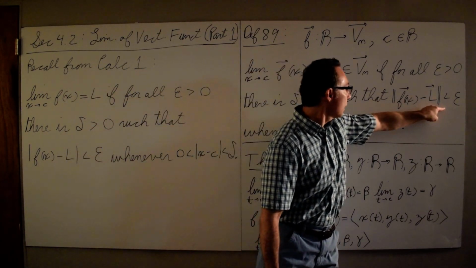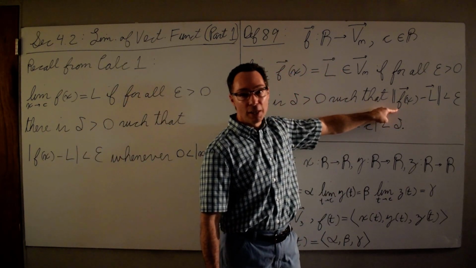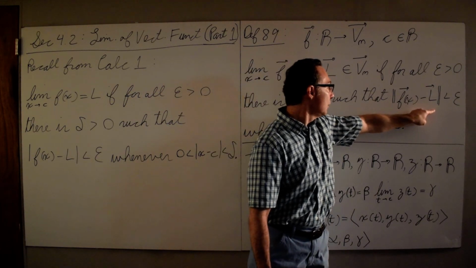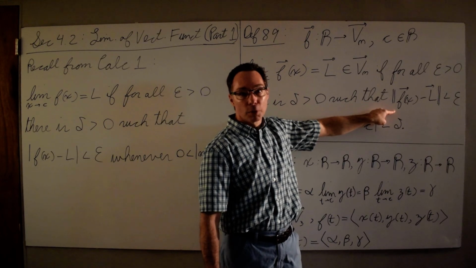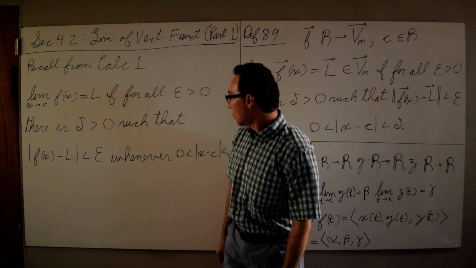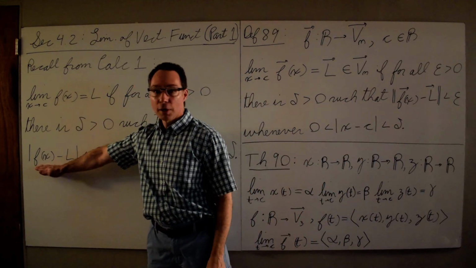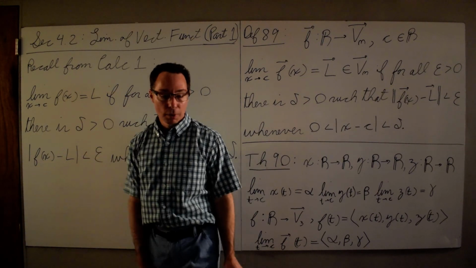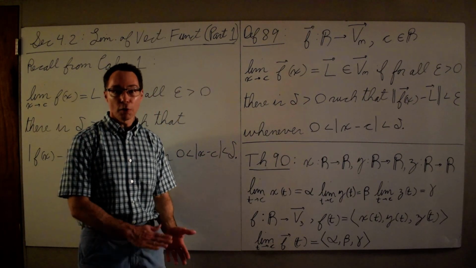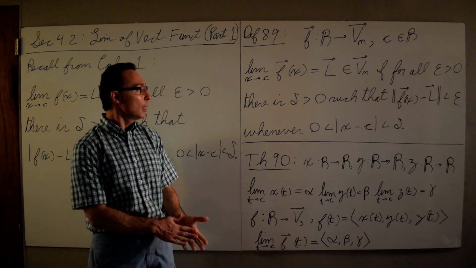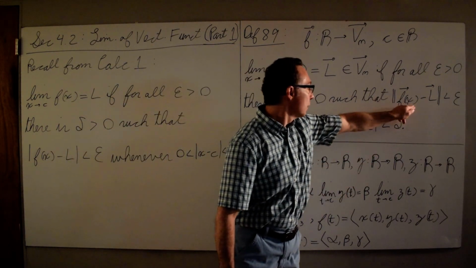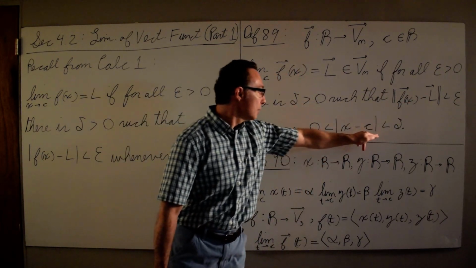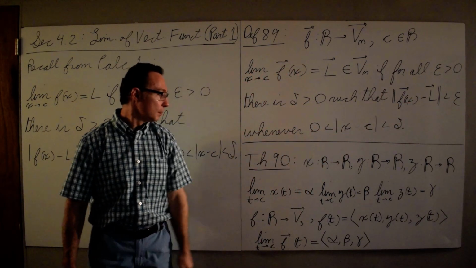This right here is how we measure distance in Vn. We take the magnitude of f of x minus L. That's how we measure the distance between these two vectors, just like here is how we measure the distance between two numbers. Remember what I said before: you can think of R as V1. So you can think of the real line just as V1. So here we're measuring distance in Vn, and again, this is how we measure distance in R.